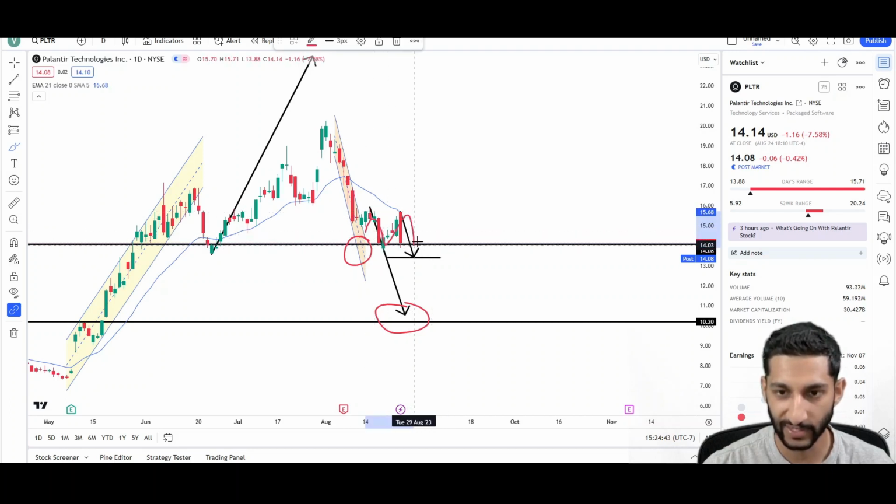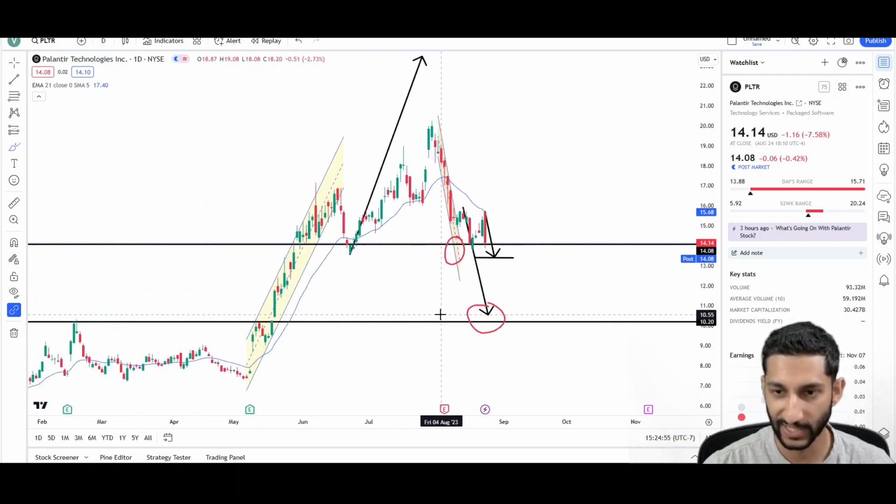We're kind of just going sideways right over here. So it's not looking that weak, but the selling could pick up if we don't find any support right around this mid $13 level. We could just fall right through to the mid $10 level. So that's how I'm looking at Palantir.